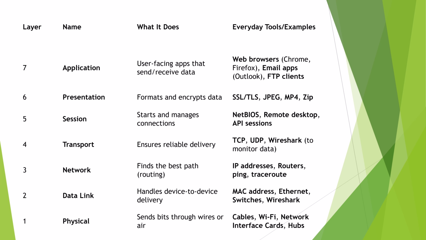So, in a simple note, the application layer is all about using apps that send and receive data, like web browsers such as Chrome, Firefox, email apps, etc. The presentation layer is all about formatting and encrypting data. The everyday tools and examples are SSL, TLS, JPEG, MP4, or a zip file.